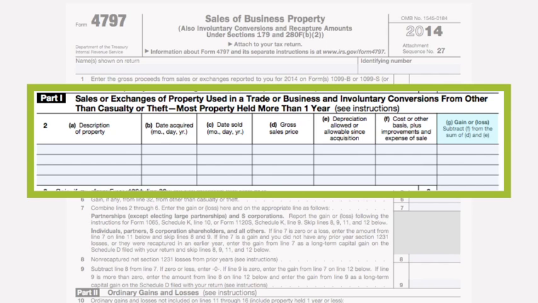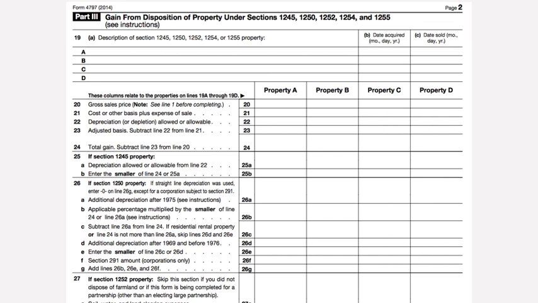If we look at Part 3, where most business assets with a gain will be reported, we can see the same information: description of the property, dates acquired and sold, calculation of gain, and then recapture calculations on the lines below.